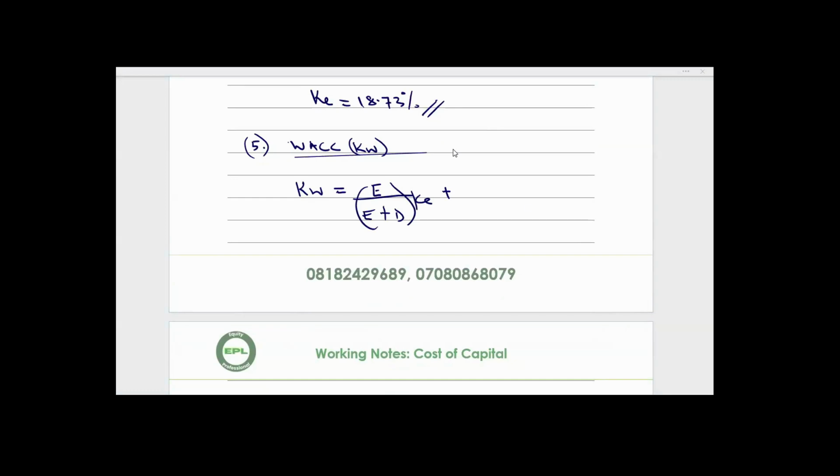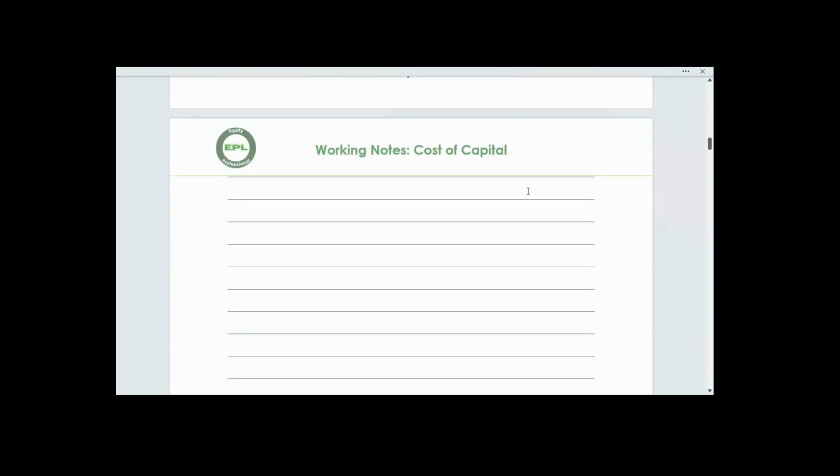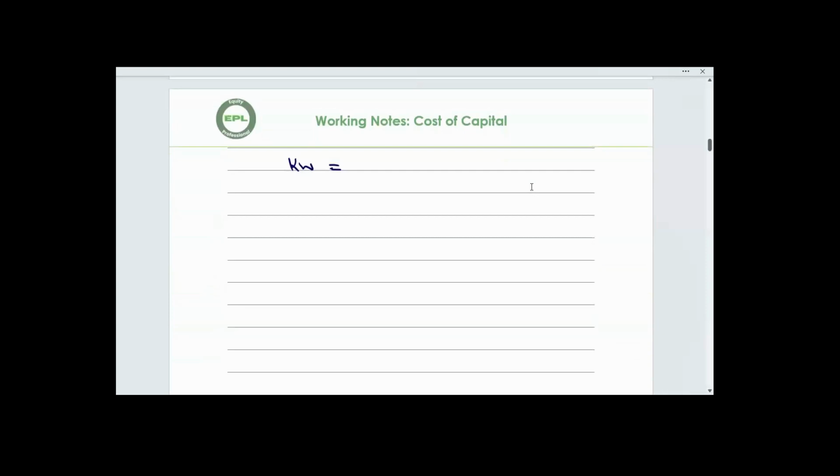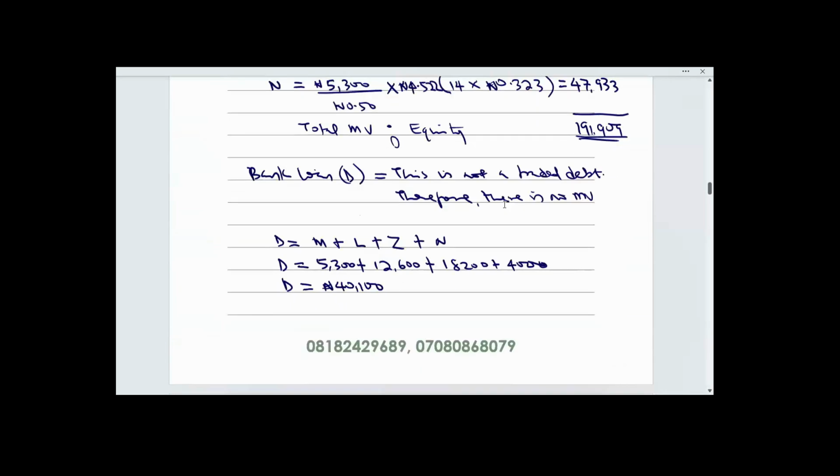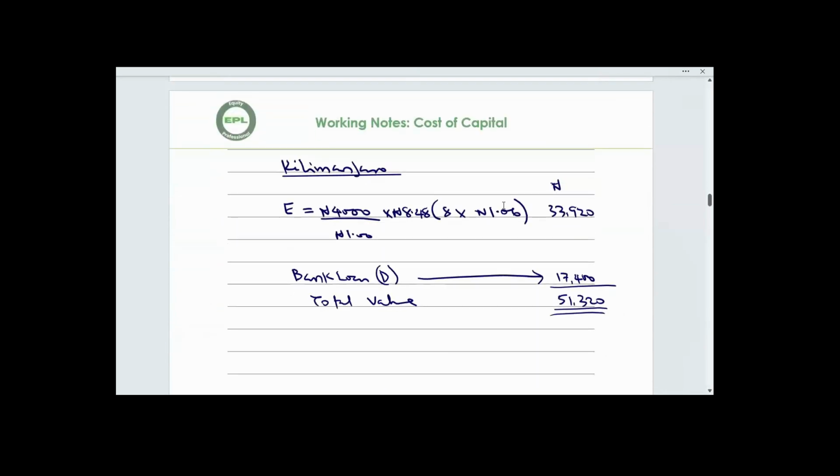So debt value over total value, equity plus debt, multiplied by cost of debt, then 1 minus tax. Therefore, WACC will then be equal to, we have calculated equity value to be 33,920 divided by total value. We added it together to be 51,320. This is the total value there.